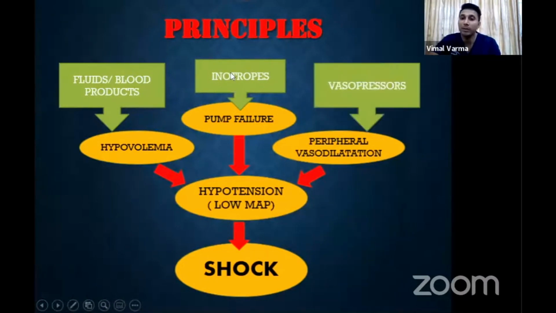Or if it's a peripheral vasodilatation leading to maldistribution of blood flow, reduced venous return, reduced preload, reduced stroke volume, then we start a vasopressor to cause vasoconstriction and increase your peripheral vascular resistance and push your venous volume back to the central compartment.